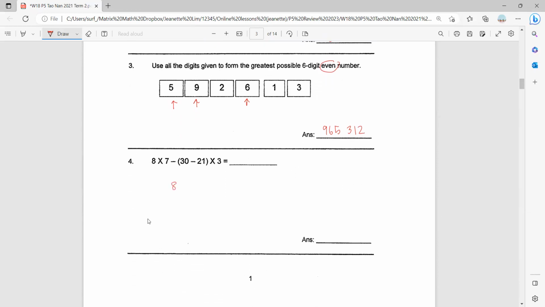Okay, question 4. So we have this equation and we need to find the answer. Order of operations. Okay, let's do the brackets first. Let's keep everything else the same. So this is 9. Now I have times and minus. So I have to do the multiplication first. So this and this will come first. 8 times 7, 56. 9 times 3, 27. Then I'll minus. This will give me 29.